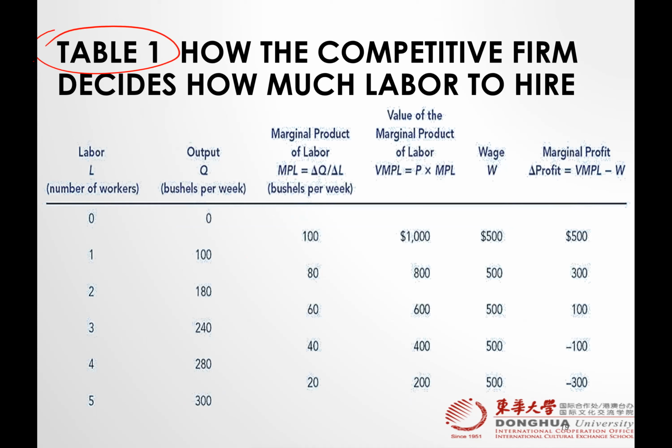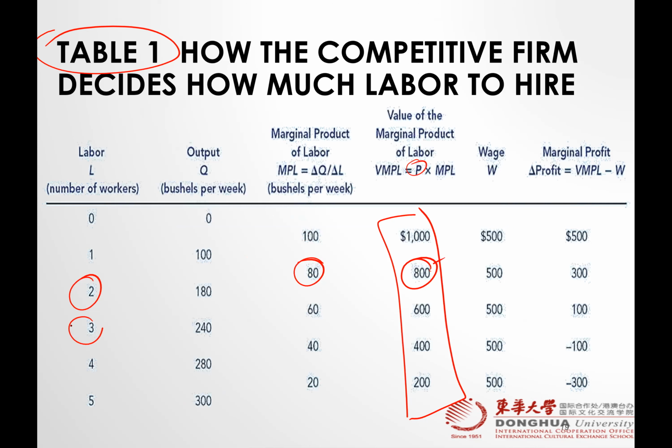Easily find out how many workers we need to hire. So we calculated the value of marginal product of labor. We hired the second worker, and he is giving us $800 as revenue. He picked 80 bushels and gives us $800 in revenue because the market price is $10. We hired the third worker, and he's giving us $600 revenue, and we hired the fourth worker and he's giving us $400 in revenue.